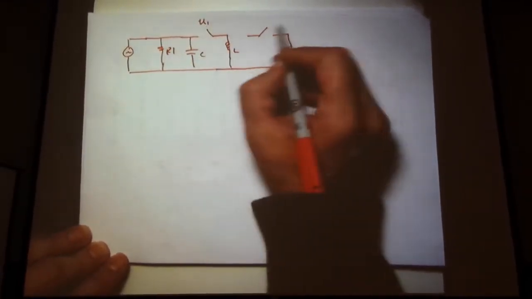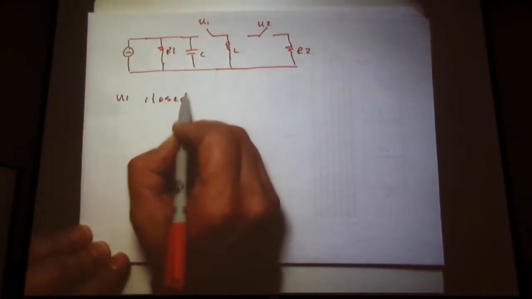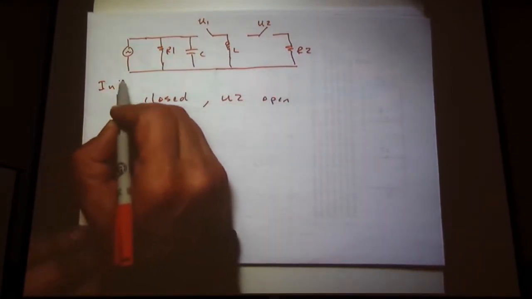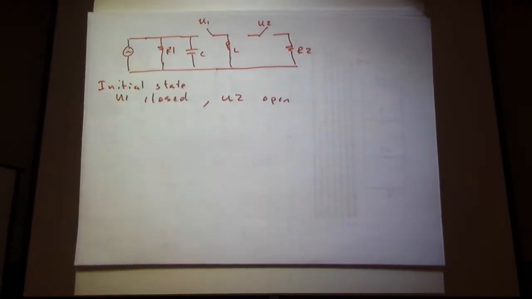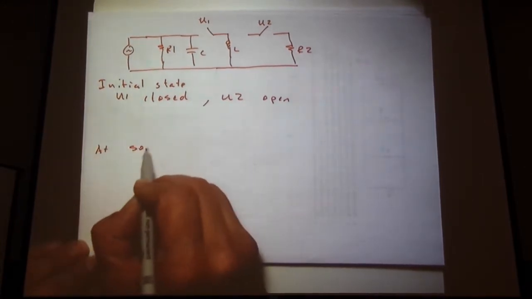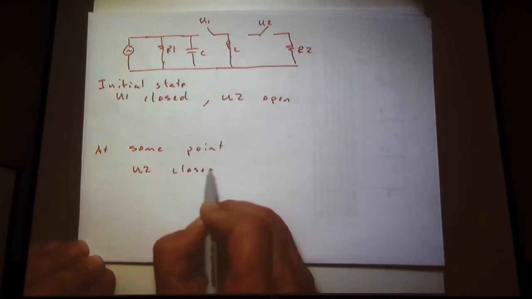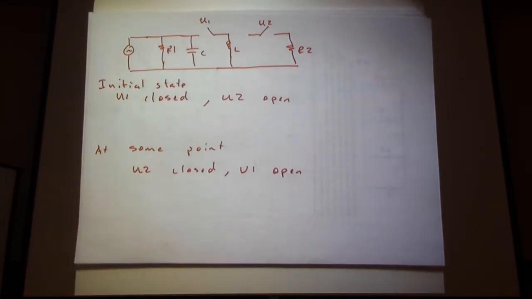So this is U1, U2, and initially U1 is closed and U2 is open. It's a step function, an initial state. The question becomes, when you flip, eventually at some point U2 is closed and U1 is open. It's a step function. But when it's arbitrary, it's just I/S, and U1 open. And so how do you do that safely?